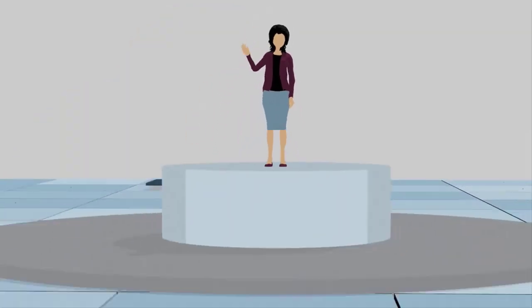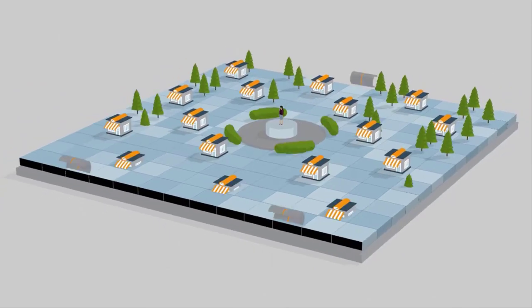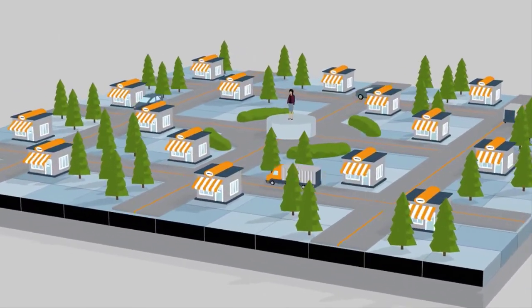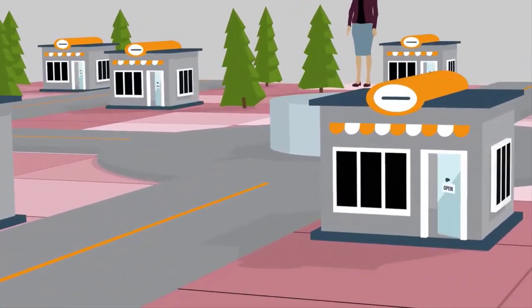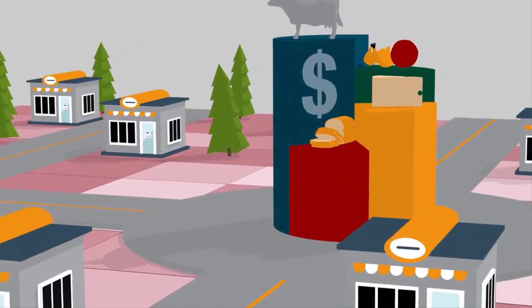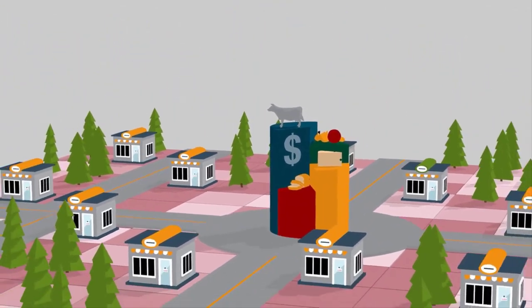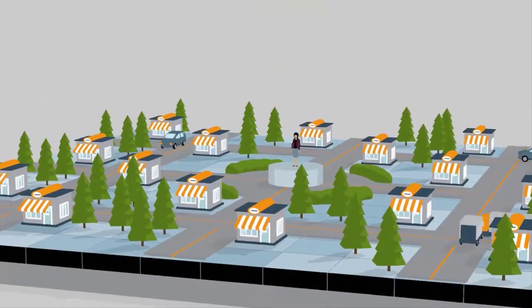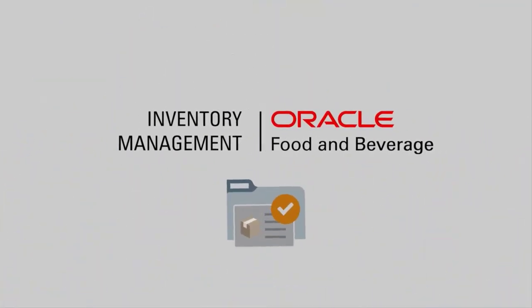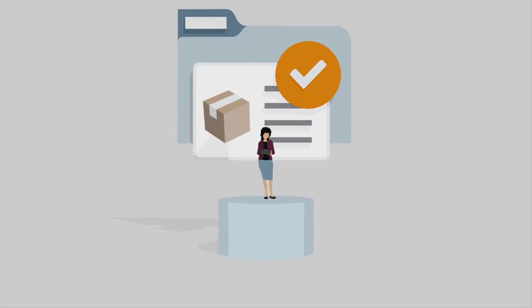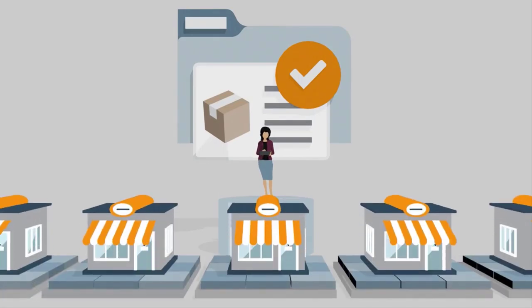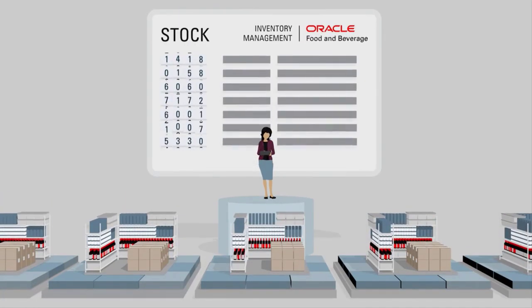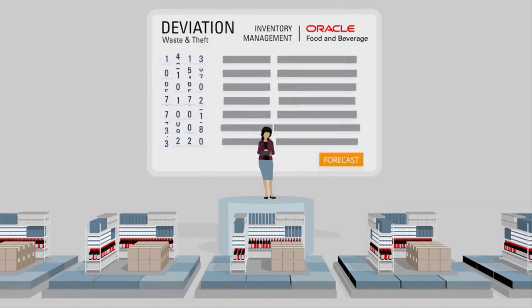This is Lauren. Lauren runs a chain of restaurants serving great food to happy guests. But 2 years ago, the business nearly folded. Food costs went up and the restaurants stopped making money. Lauren turned her business around with inventory management from Oracle Food and Beverage. Inventory management gives Lauren control over food costs. The solution shows her what she should have in stock, what has been sold, and where there are deviations. For example, what has been wasted.